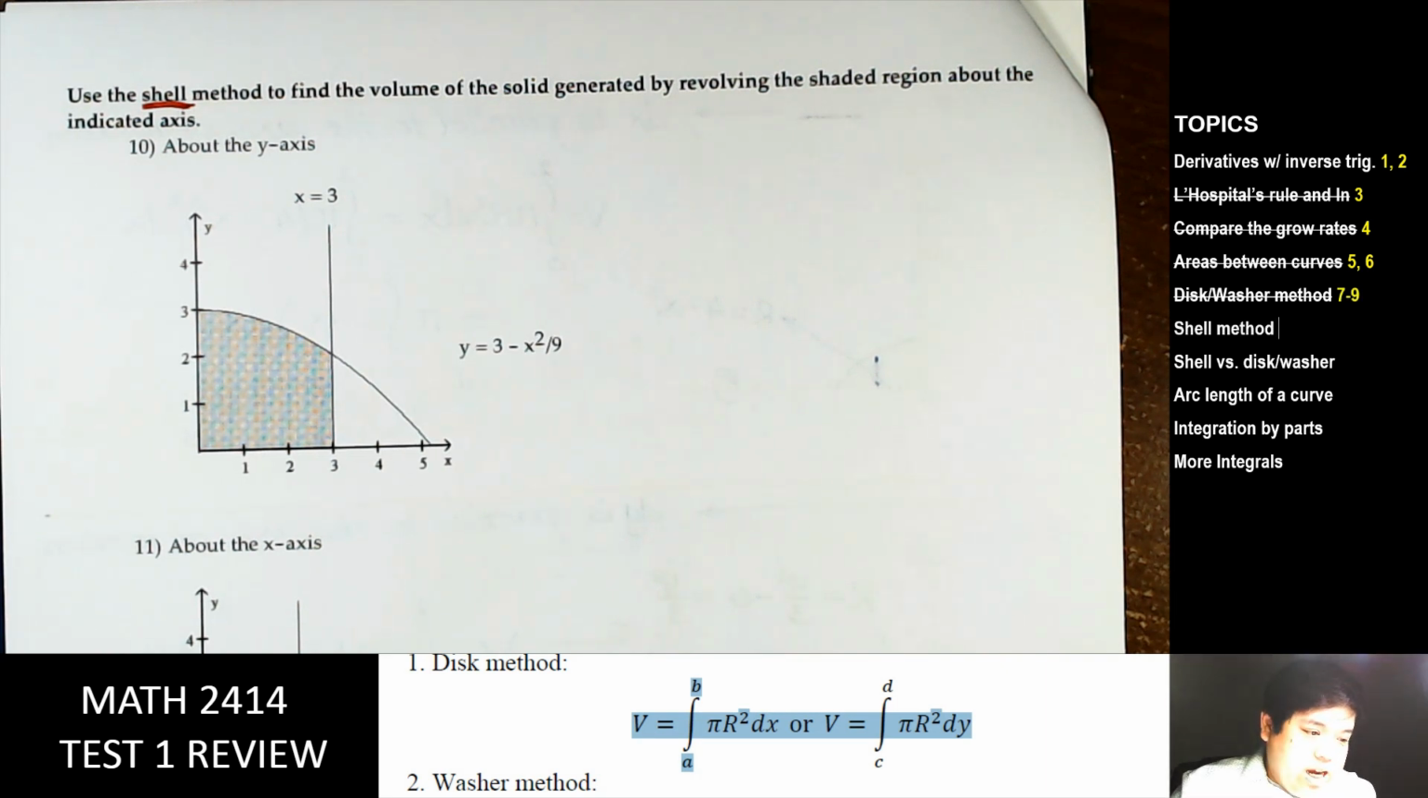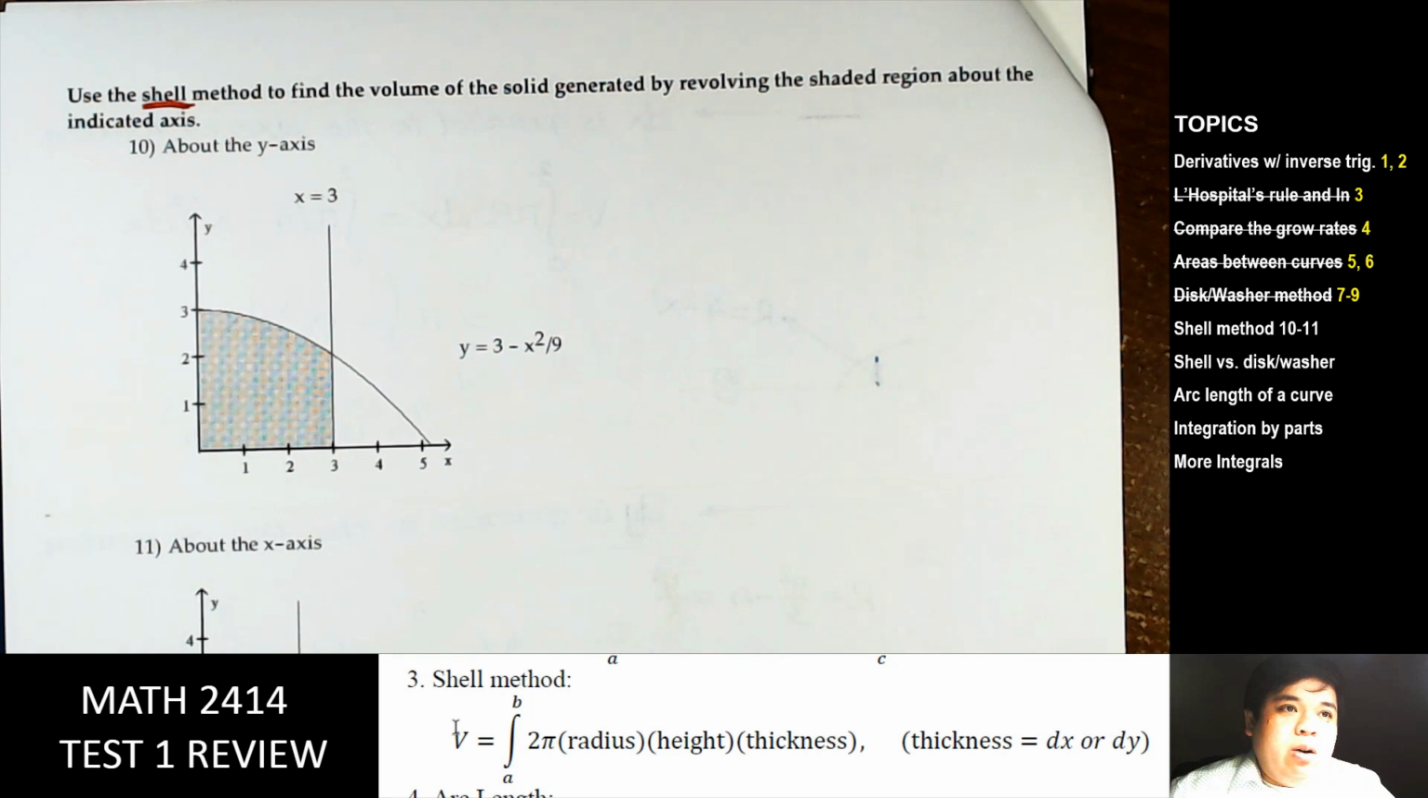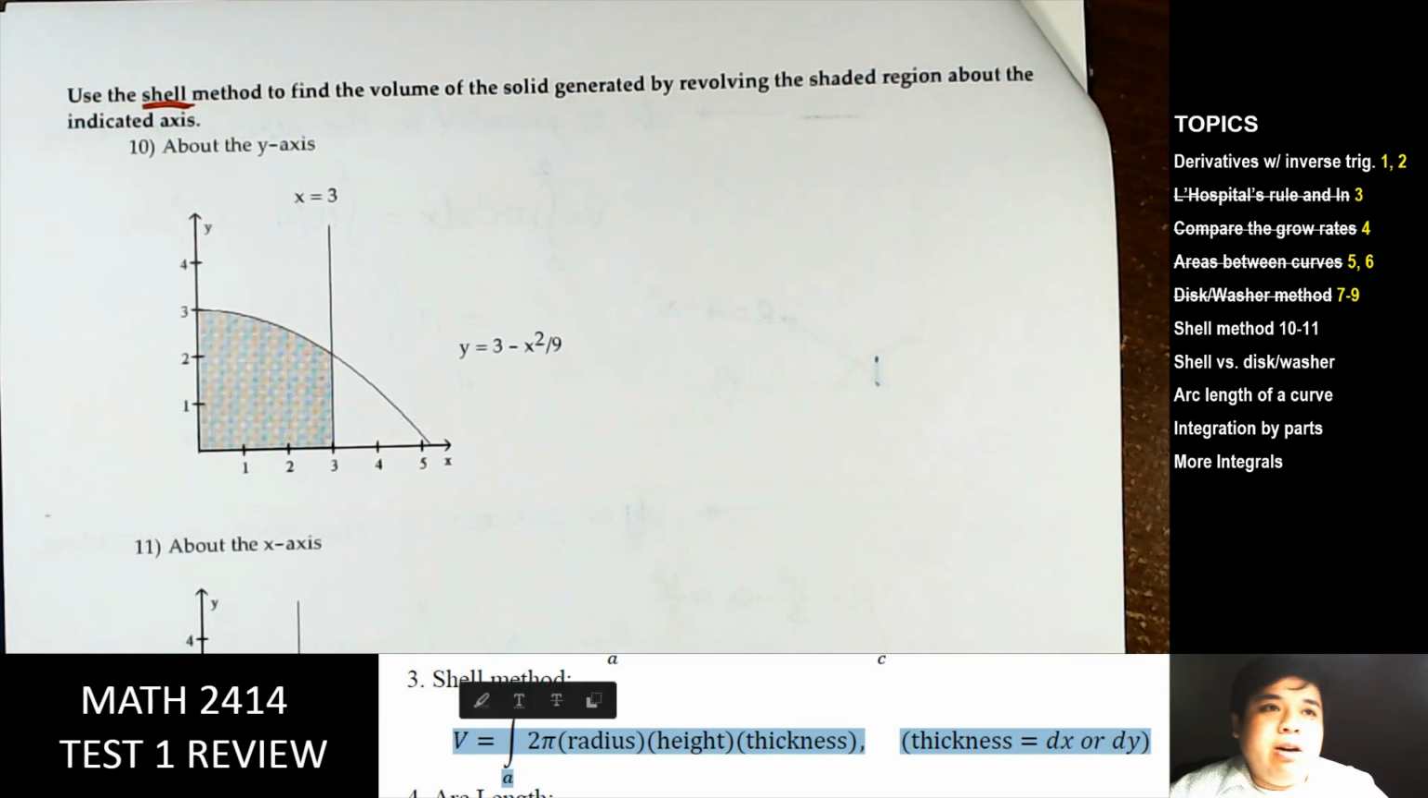For that, let's look at 10 and 11 and go to the formula for the shell method. Right, the shell method is this. Let me highlight it, if possible. So that is the shell method.